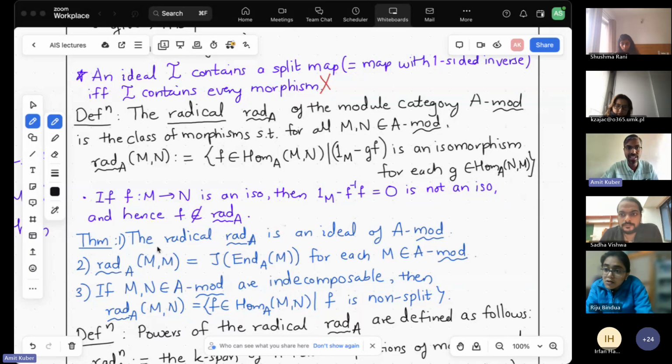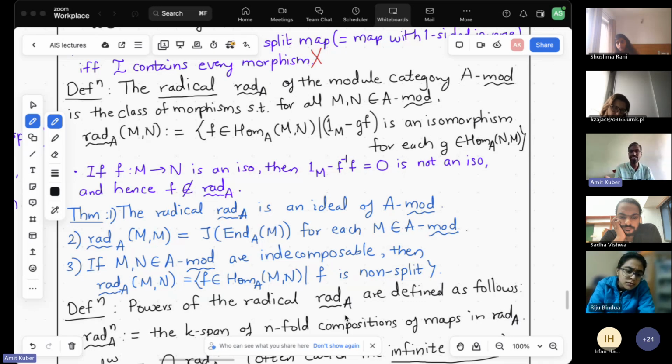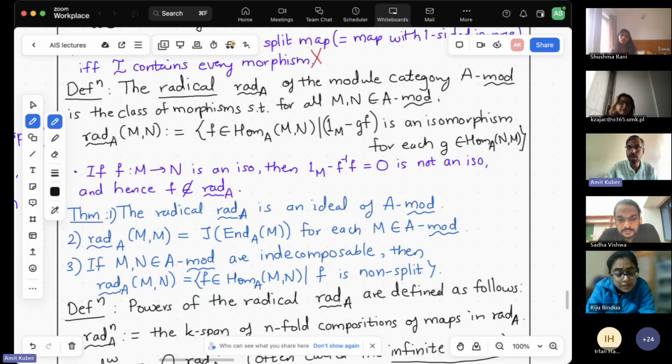So the third result here says that if you have something indecomposable, then only the non-split morphisms can lie in the radical between two indecomposables. And actually, the definition that I was anticipating is that it is the ideal of the category generated by irreducible morphisms between indecomposables, or equivalently, non-split morphisms between indecomposables. Those are essentially the generators of the radical.